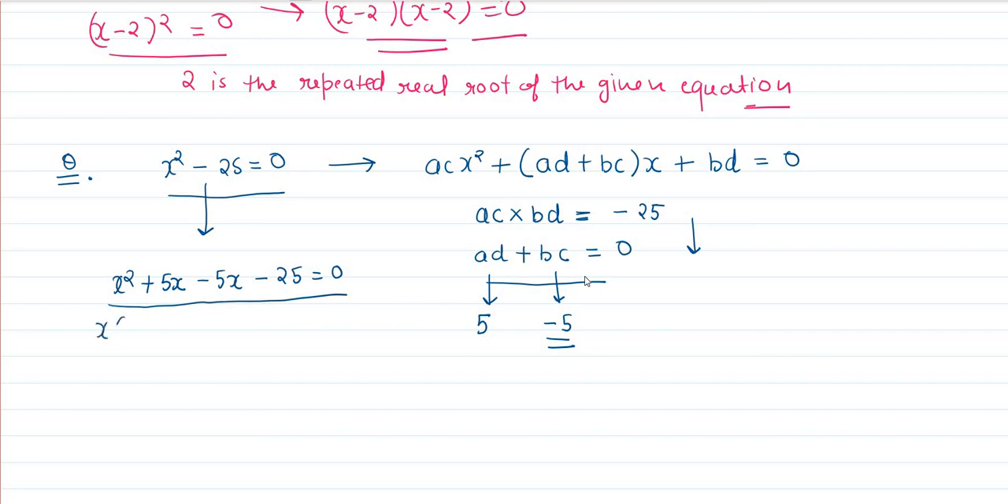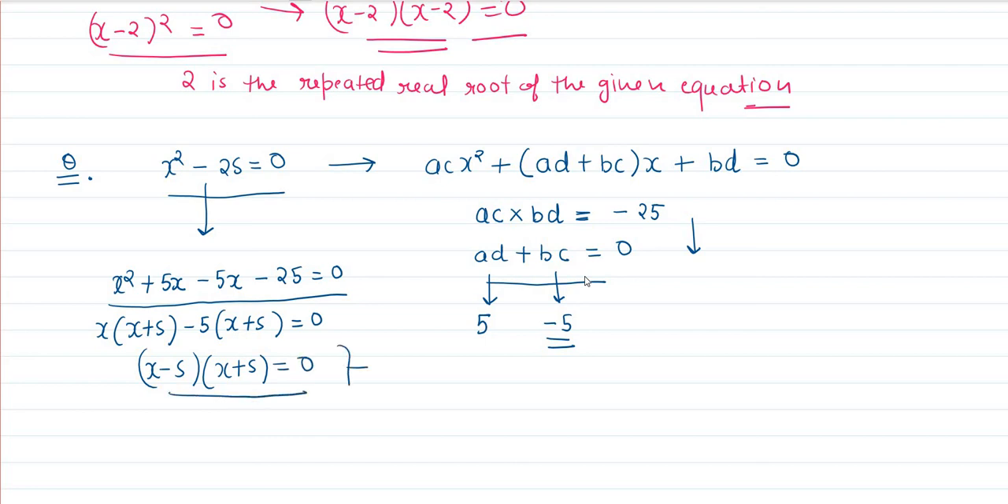And if we take the x common here, x plus 5, and then minus 5 common here, we get x plus 5 here. So we get (x minus 5) and then (x plus 5) is equal to 0. Hence this is the intercept form, and so 5 and minus 5 are the two roots of this quadratic equation.